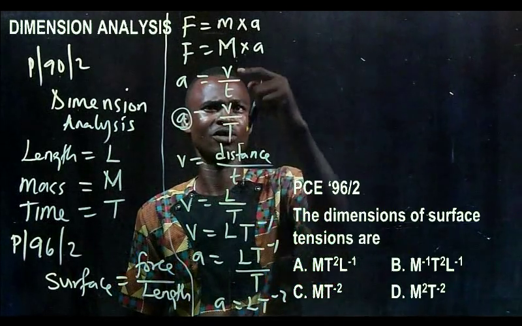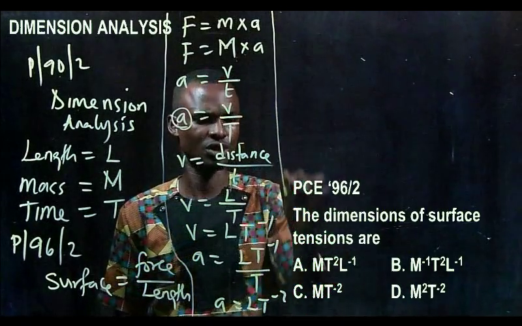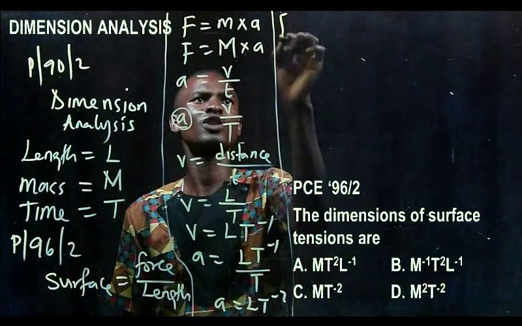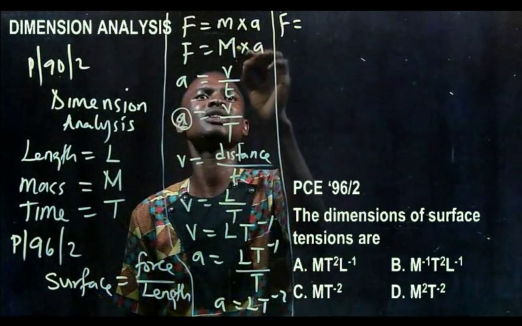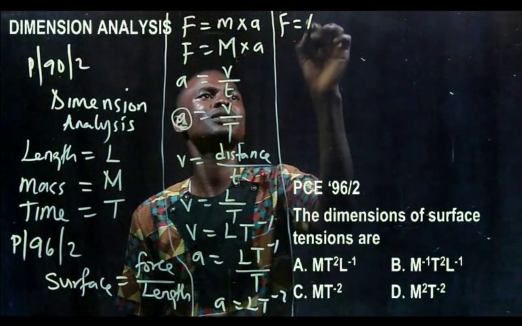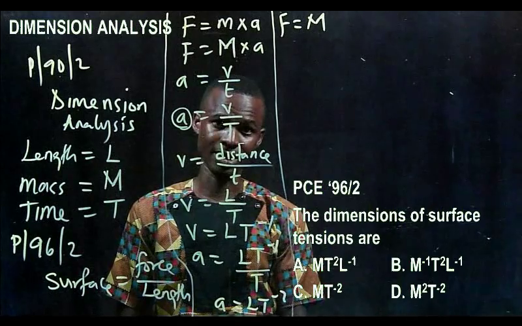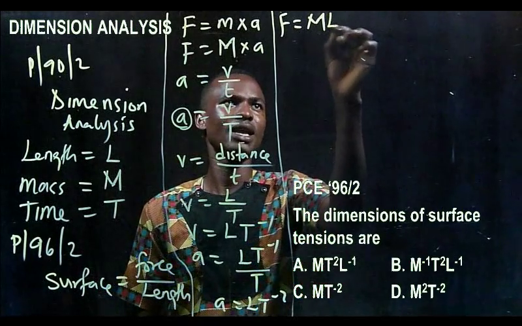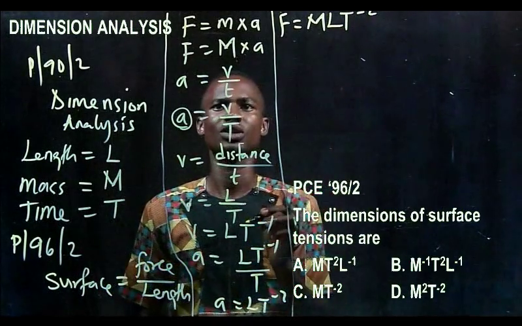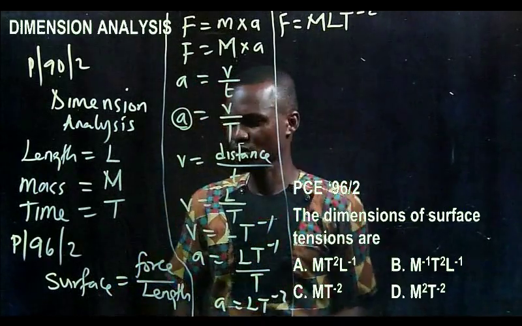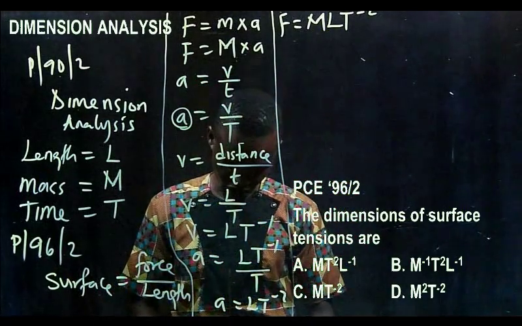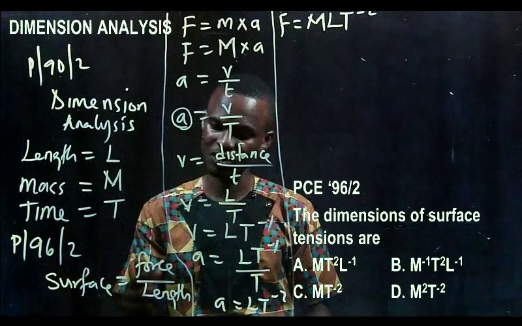Mind you, we are coming from somewhere, which is the force. Okay? So force finally is mass times what? Acceleration. The dimension for mass is capital letter M. The dimension for acceleration is what we obtained here, which is L per T squared. Now, is that the final answer? No. We are looking for the dimension for, according to the question, surface tension, which is force per length.